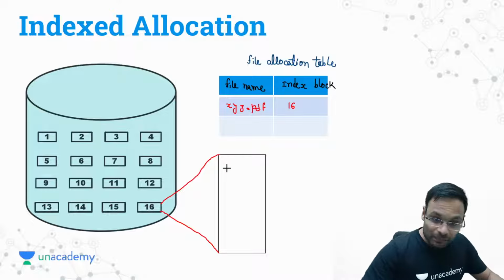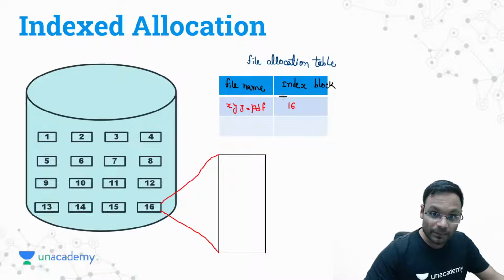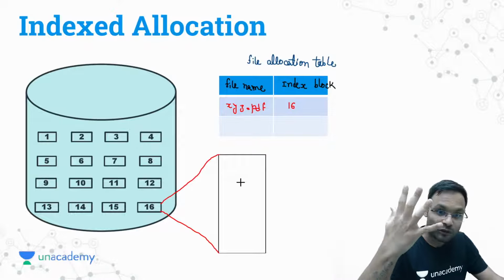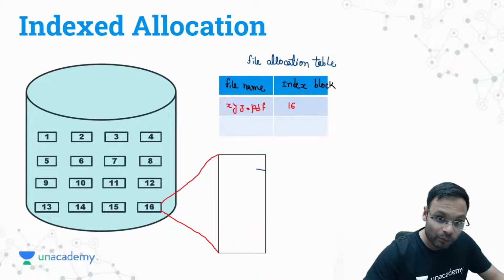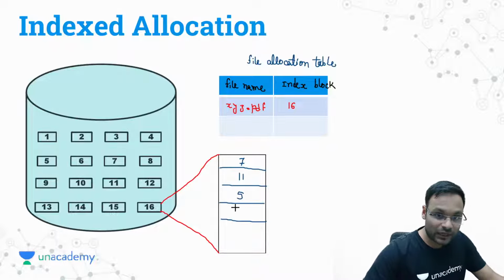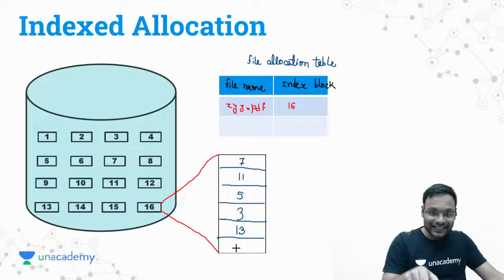So in block number 16, what I will keep, let's say this xyz.pdf requires 4 blocks or 5 blocks. What are the 5 blocks? Their numbering I will keep one by one in this. Let's say the first part of the file is stored on block number 7, the second part is stored on block number 11, the third part is stored on block number 5, the next one is stored on block number 3, and the next one is stored on block number 13. Like this, I will keep the indexing.